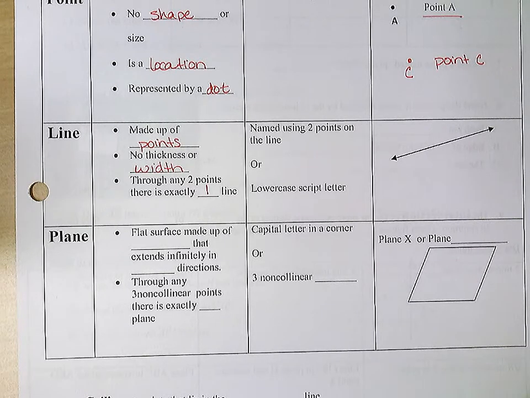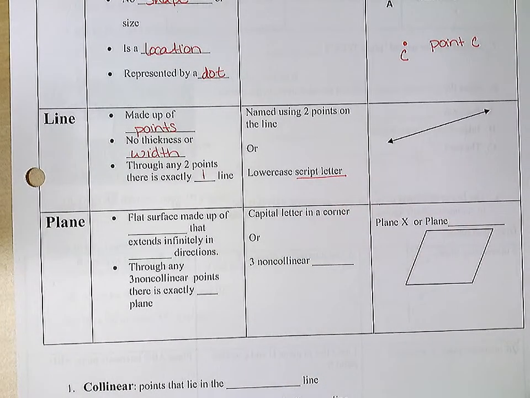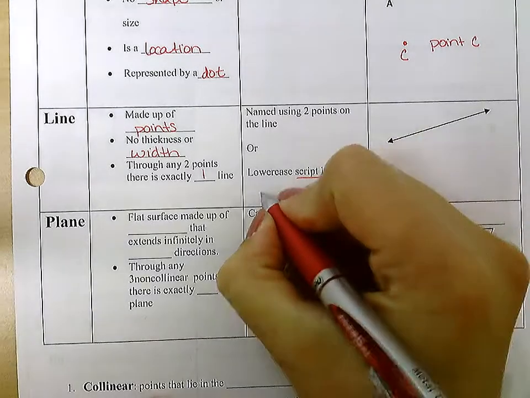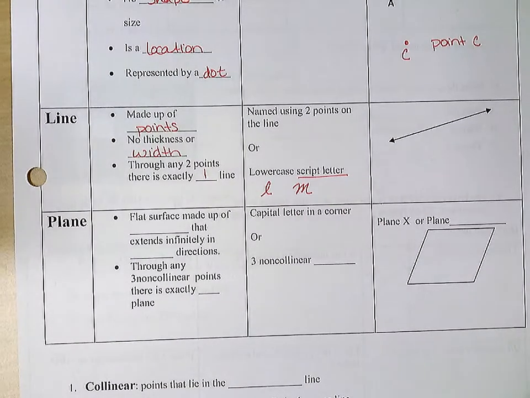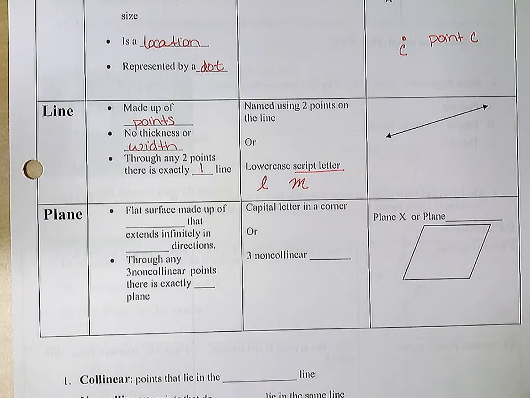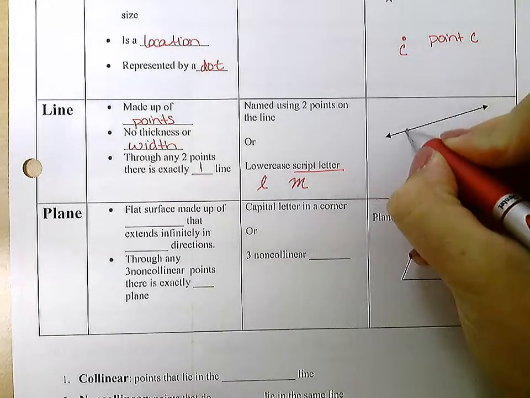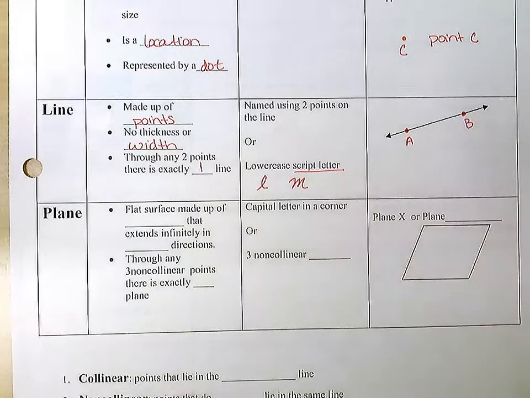Okay, so lines are named using 2 points on the line, meaning you have to use those 2 capital letters, or a lowercase script letter. A lowercase script letter is a cursive letter, like L, M, anything like that. Usually you see L and M the most when we're dealing with lines. So for example, I have a line drawn in here. Our first way to name that would be using 2 points. So I can place 2 points on my line. I'll call them point A and point B.